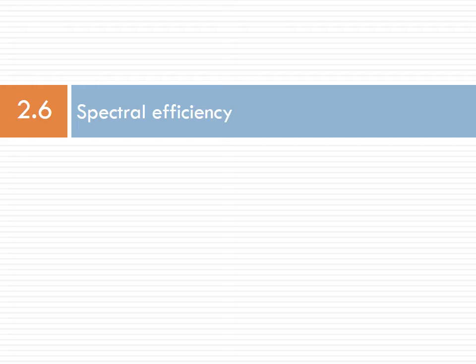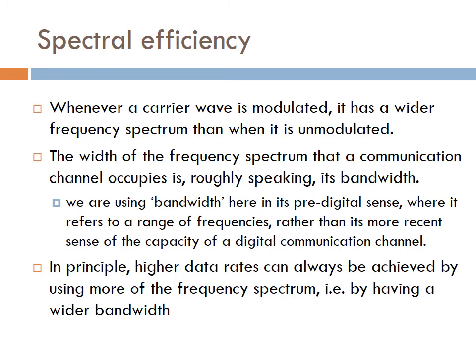Let's start with the new section, which is about spectral efficiency. Whenever a carrier wave is modulated, it has a wider frequency spectrum than when it is unmodulated. So when we modulate the baseband onto a carrier wave, we have a modulated signal which obviously has a wider frequency spectrum, which occupies a wider frequency channel.